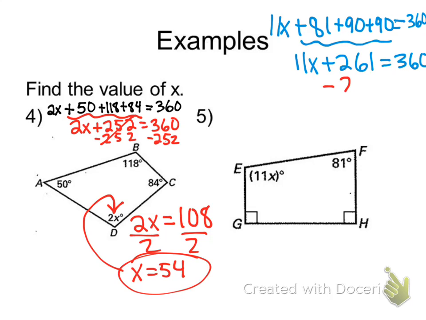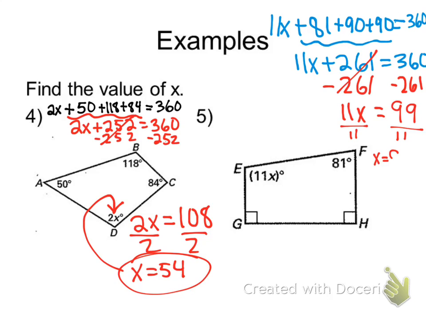Next, I would subtract 261 from both sides. So 11x equals 99. So x is 9. Again, if you want to plug it back in, check your work. If you plug it in here, you get 99. 99 plus 81 plus 90 plus 90 does, in fact, give you 360, so this answer checks out. What questions do you guys have?